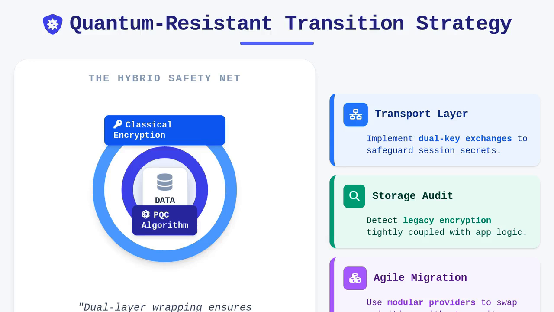to protect session secrets. When considering data at rest, we must also audit our storage volumes to identify where legacy encryption is deeply coupled with application logic. Migration plans should prioritize the modularization of cryptographic providers, allowing for the agile replacement of underlying primitives without necessitating complete rewrites of the data layer or the business logic.